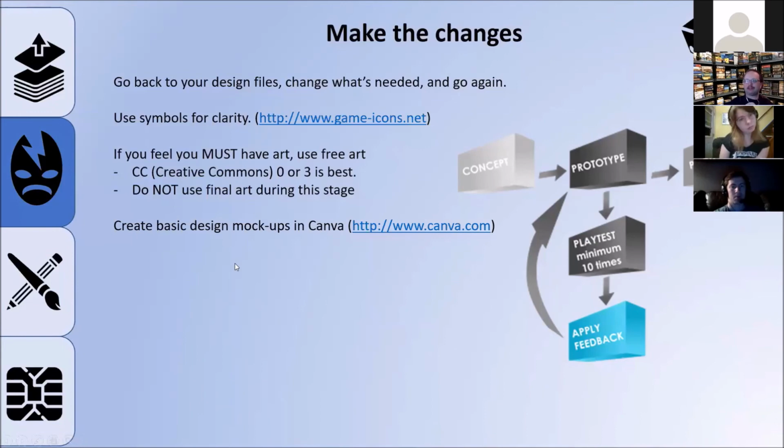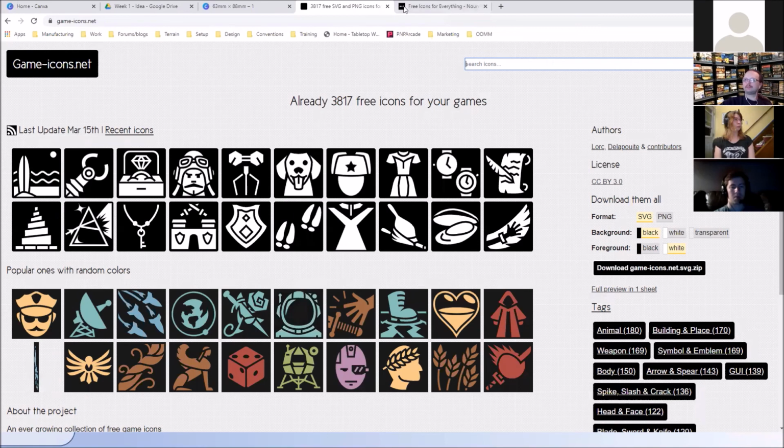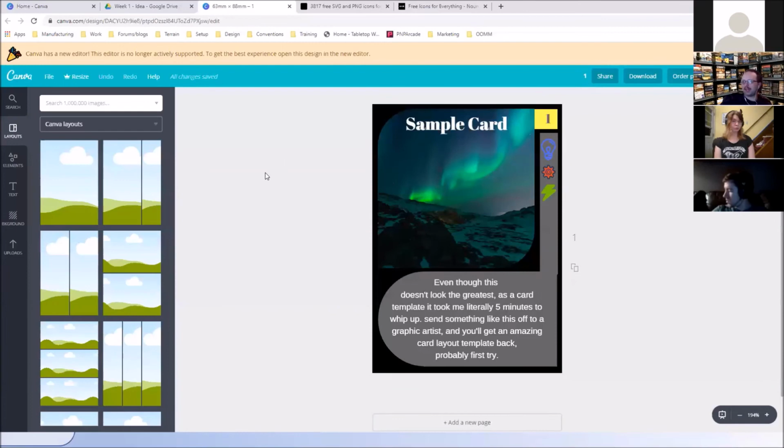Create your basic design mock-ups in Canva. So this is something that Canva, again, is something you can use to help design the game elements. It is also a free online tool. And as an example, here is a card that I threw together in just a few minutes. So it has all the basic information I need. Looks like something that I even put more effort in than I really did.